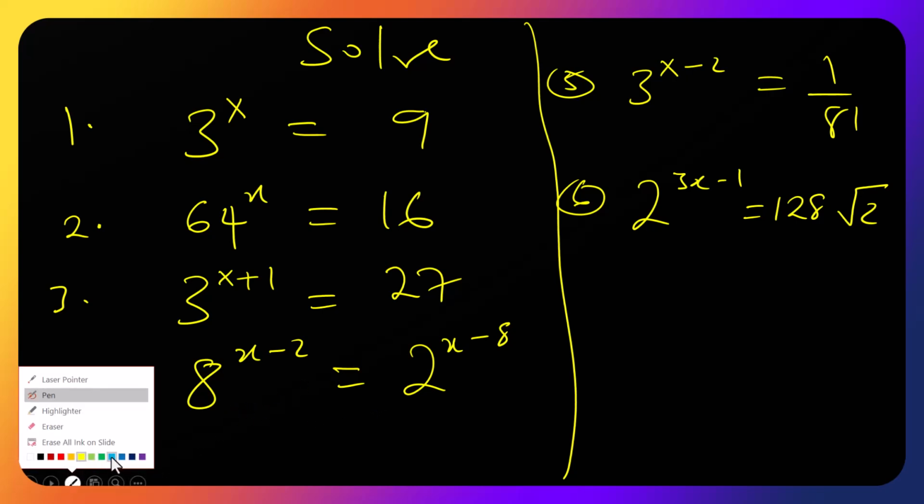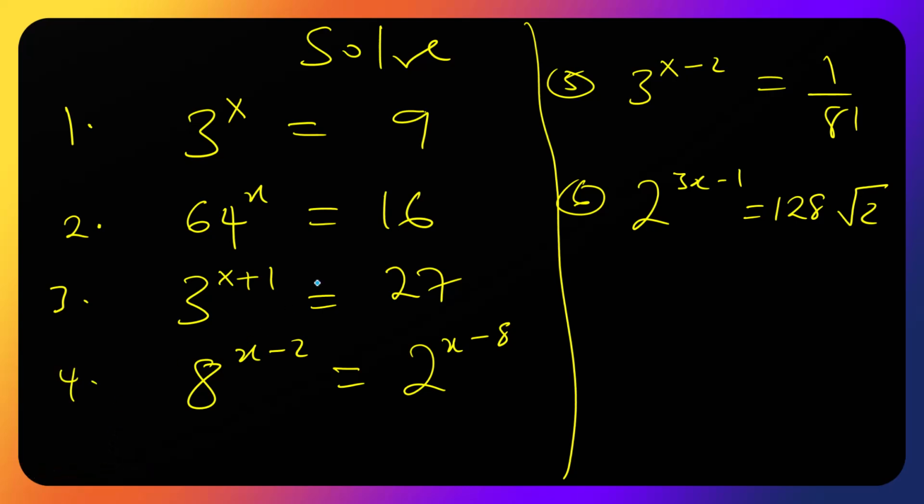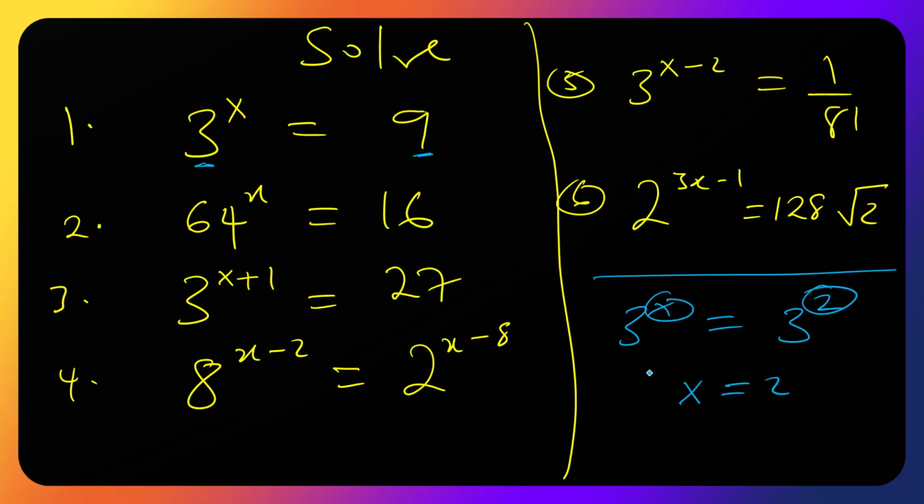All right, so let's observe the following examples. The first one has to do with 3 to the power of x equals 9. So this side is 3, and we can change this one to 3 squared. So we have 3 to the power of x equals 3 squared. So x is simply 2. So we have x equals 2.